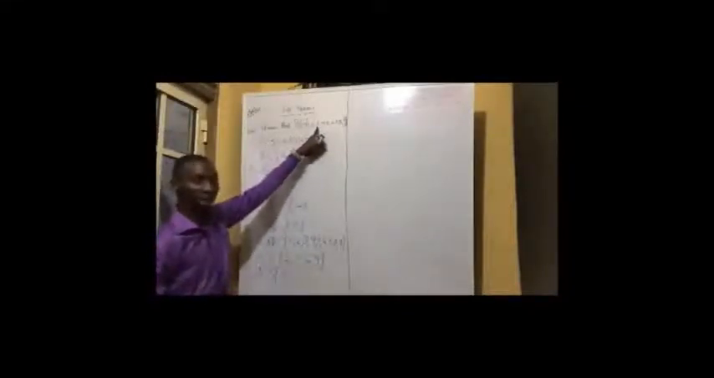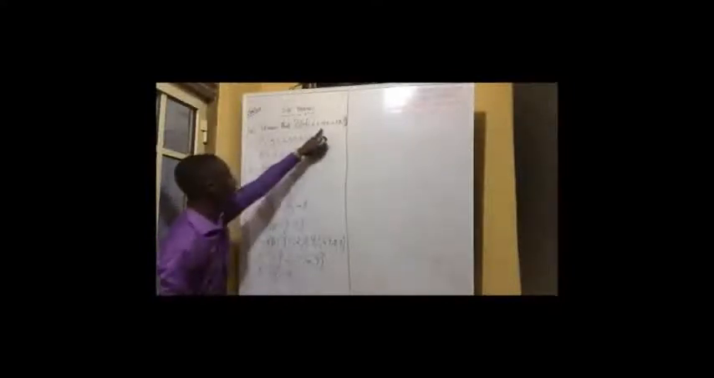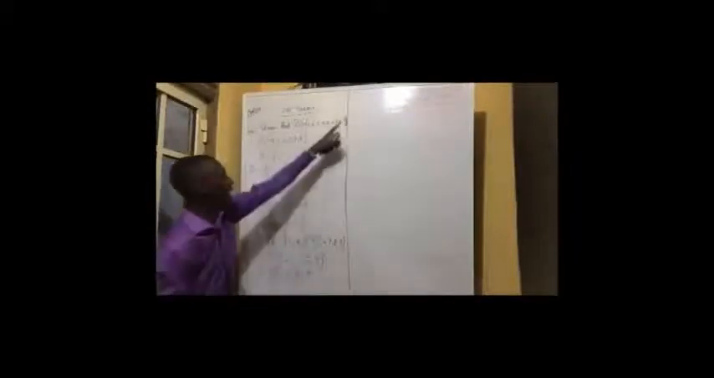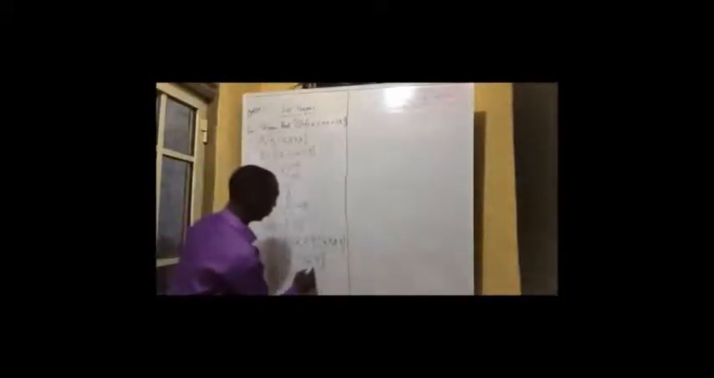3 is in the universal set, not in set B. 3 is part. 4 is in the universal set, sorry, is in set B. So 4 is not part. 5 is part, followed by what? 6 is not part of it. 7 is not part. 8 is part. 9 is not part of it. So these are my elements of what? B complement.